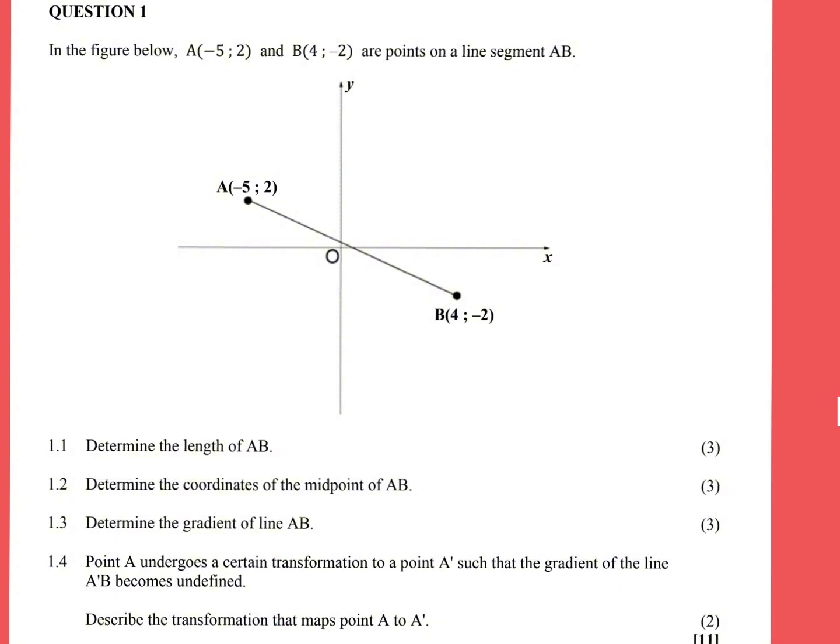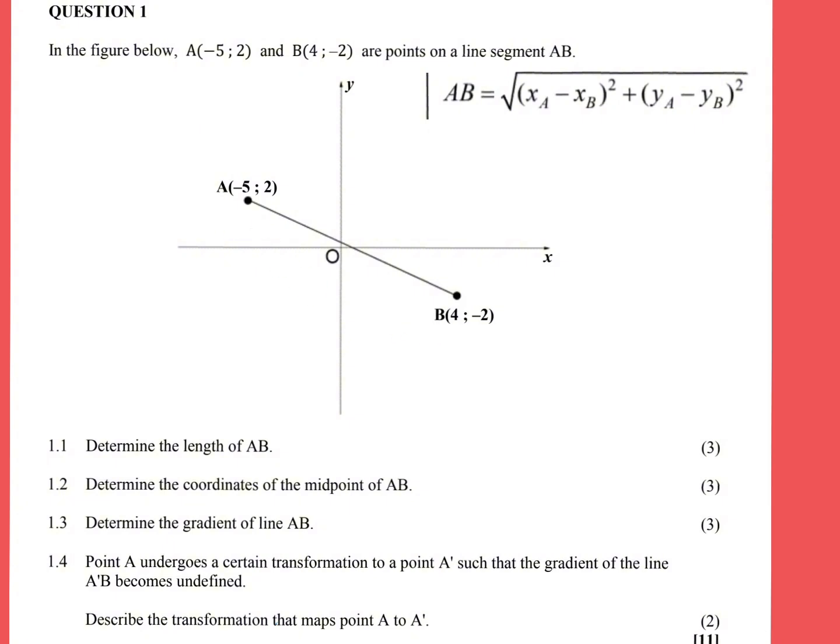This is a June 2024 paper, Gauteng paper, and this is question 1, trigonometry. So we're doing question 1.1. Question 1.1 says determine the length of AB. So we see we have A here, and then here's B.